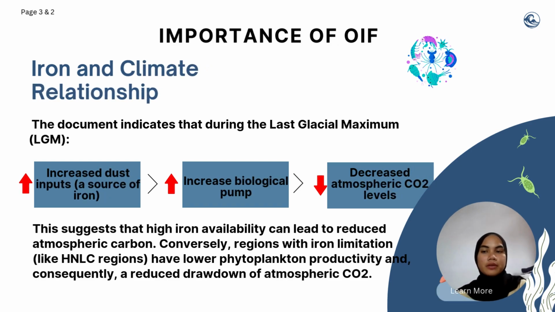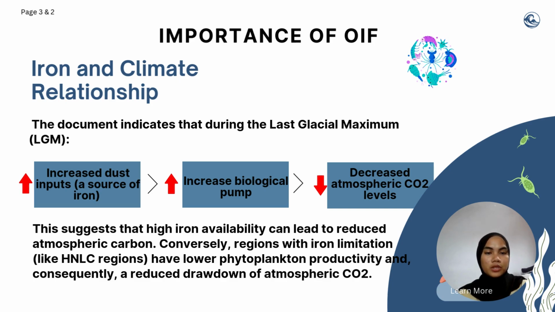How does iron influence climate? Here's how it plays out. Based on the document, during the last glacial maximum, increased dust input, a source of iron, will increase the biological pump. Thus, it will enhance phytoplankton blooms. Phytoplankton will absorb carbon dioxide, eventually die and sink. Carbon then is stored deep in the ocean. Additionally, it will decrease the atmospheric carbon dioxide level. This suggests that high iron availability can lead to reduced atmospheric carbon dioxide.